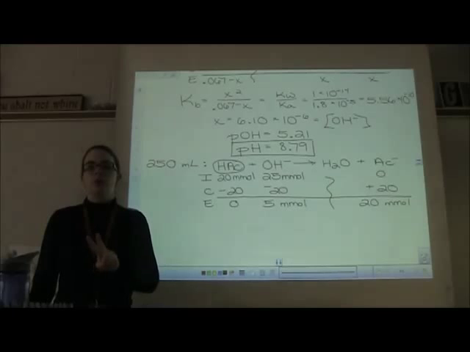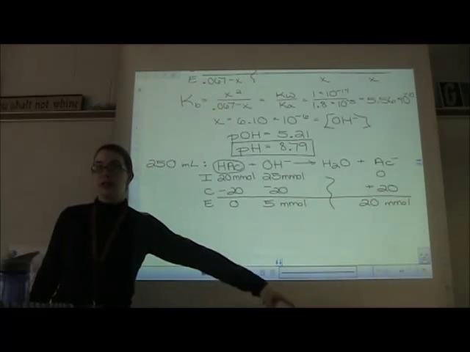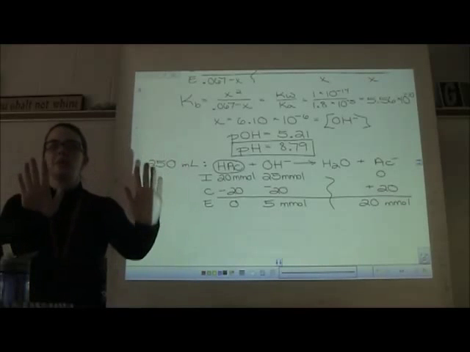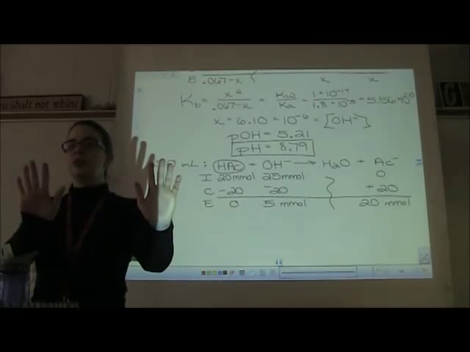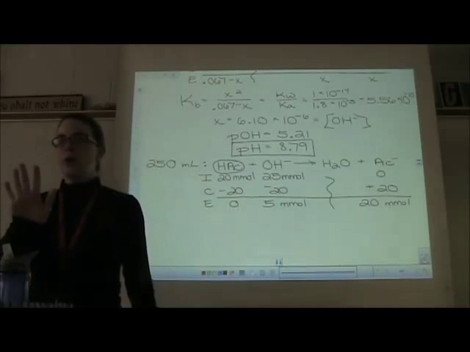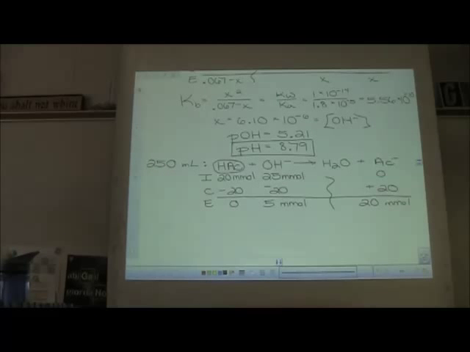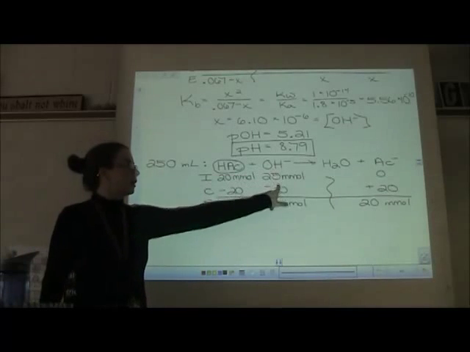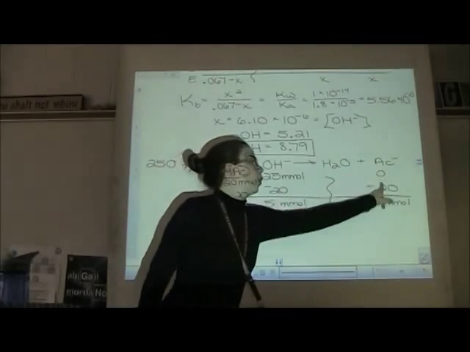What do you do when you're presented with a problem like you were back in chapter 14, where you have 2 of the same type of thing? You go with the stronger one, and the other one, you throw it away. Ignore it. But which base is stronger? The OH minus. So guess what? You have an amount of OH minus and you can ignore the other one.